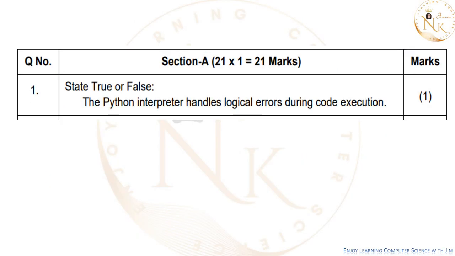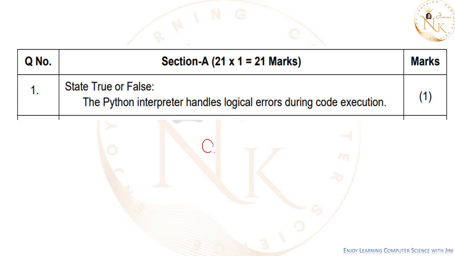Section A, as I told you, we have 21 questions. Each carries 1 mark. First question, state true or false. The Python interpreter handles logical errors during code execution. So what are the types of errors? We have compile time error, we have logical error, we have runtime error, right? So Python interpreter, will it handle logical error?